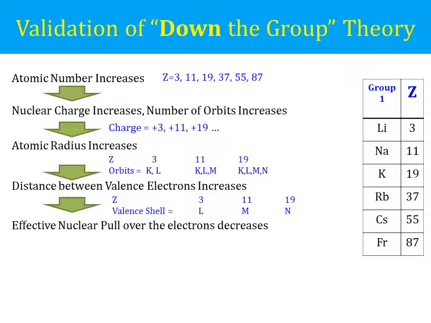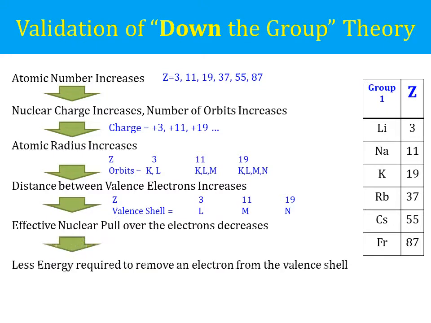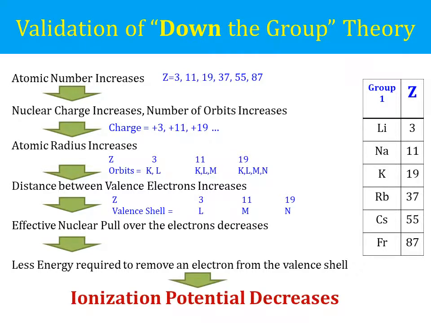So the effective nuclear pull of the electrons decreases. And thus, if the effective nuclear pull decreases, less energy is required to remove an electron from the valence shell, and ionization potential decreases. So ionization potential decreases down the group.